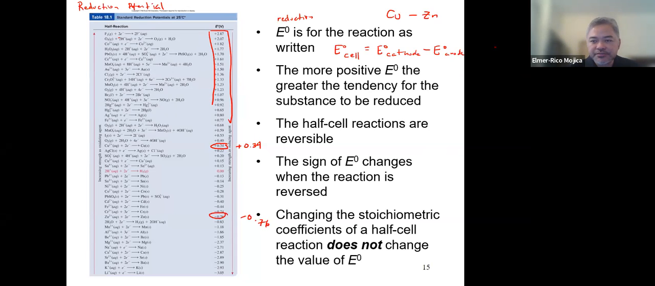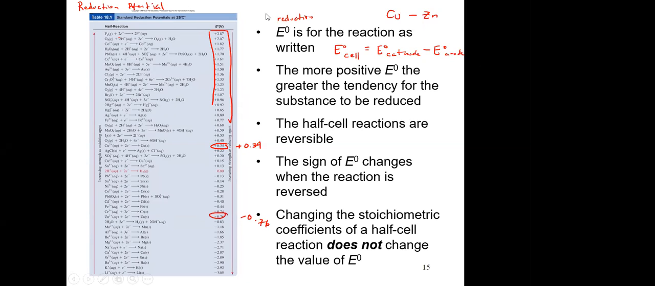So what do we do? We have to determine between the copper and the zinc which is the cathode and which is the anode. So which is the cathode? Anyone? Copper. Okay. So the cathode is the copper.